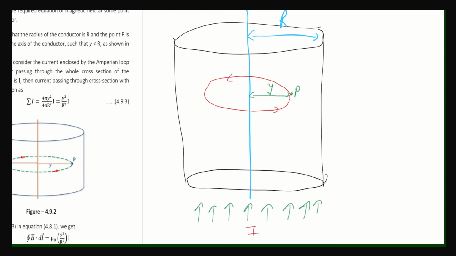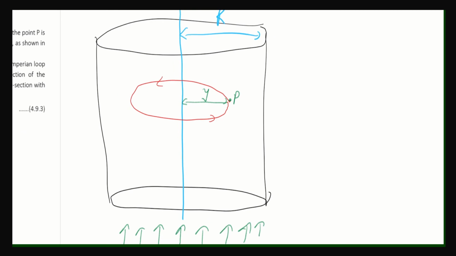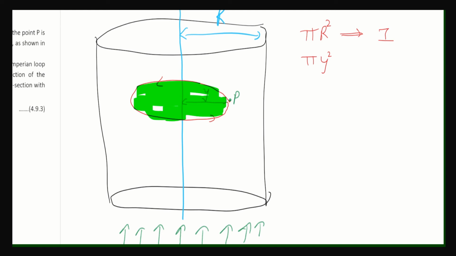Okay. So how do we determine how much current is passing through this part of the wire? We say that pi r square, the total cross section of the wire, is carrying current I. And if I consider only pi y square, I am talking about only this much part. So the current passing through this part can be given as pi y square upon pi r square into I. Or else we can say that sigma I in Ampere's circuital law is now y square by r square into I.